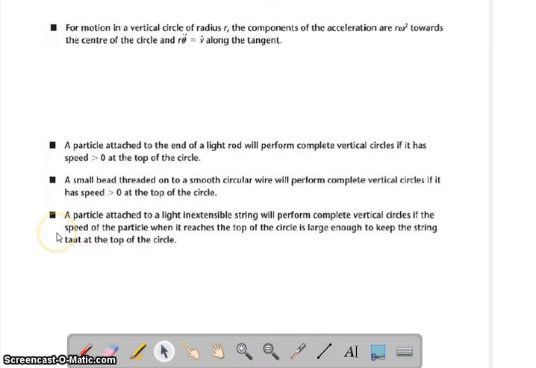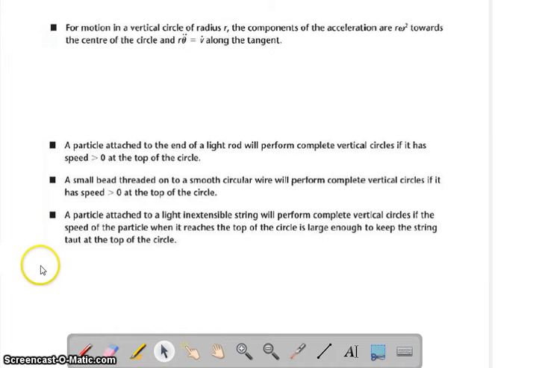Welcome to section 4.5 of M1. This is the part of circular motion where we look at problems that are in 3D. So basically we're looking at things that are moving vertically, whereas previously they were moving possibly on a flat surface.